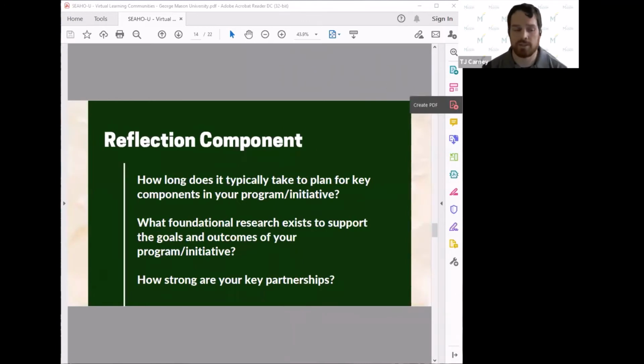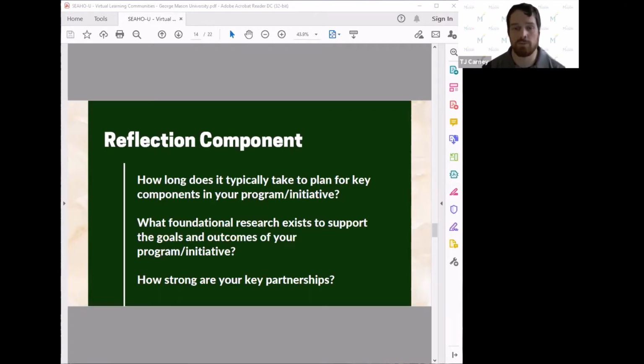So again, another reflection component here. How long does it typically take to plan for key components of your program or initiative? Thinking back to that timeline that we talked over, if you had to, how can you compress the timeline? Where can you find ways to shave off some time to make your program or initiative successful? What foundational research exists to support the goals and outcomes of your program or initiative?